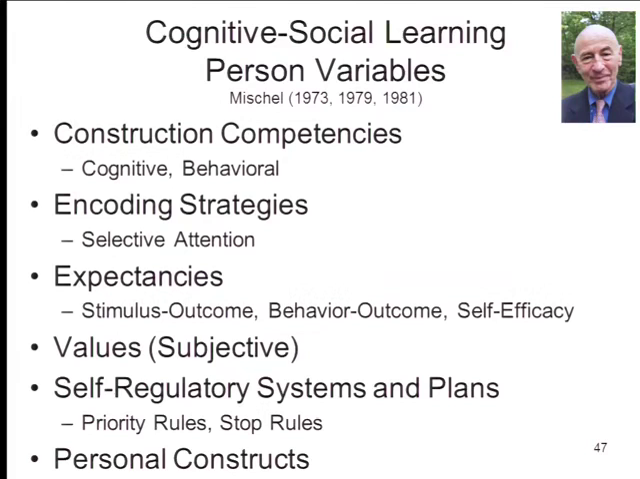So one of these self-regulatory systems and plans sometimes take the form of what Michel calls priority rules. You get your ducks in a row and figure out what's the most important thing to accomplish, and then after you've done that, then you can do something else. If I make progress on my term paper, then I can go to the movies Friday night. Okay, that's a priority rule, but that's something that you set for yourself.